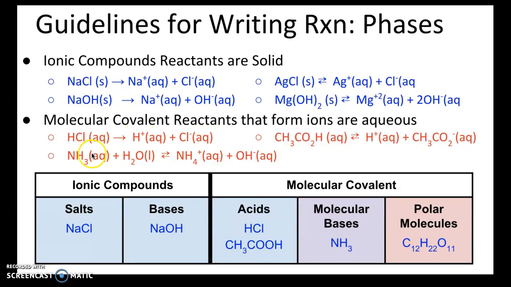In NH3, it's aqueous. And of course, because this is a molecular base, one of our other reactants will be water, H2O, and that's a liquid. So we start off with aqueous NH3, reacts with water, and it forms two aqueous ions. The last example here is actually vinegar, acetic acid, which starts off as aqueous and breaks down to aqueous ions. So to recap, on this side, with the ionic compounds, we have our solids, and on this side, our reactant starts off as aqueous.